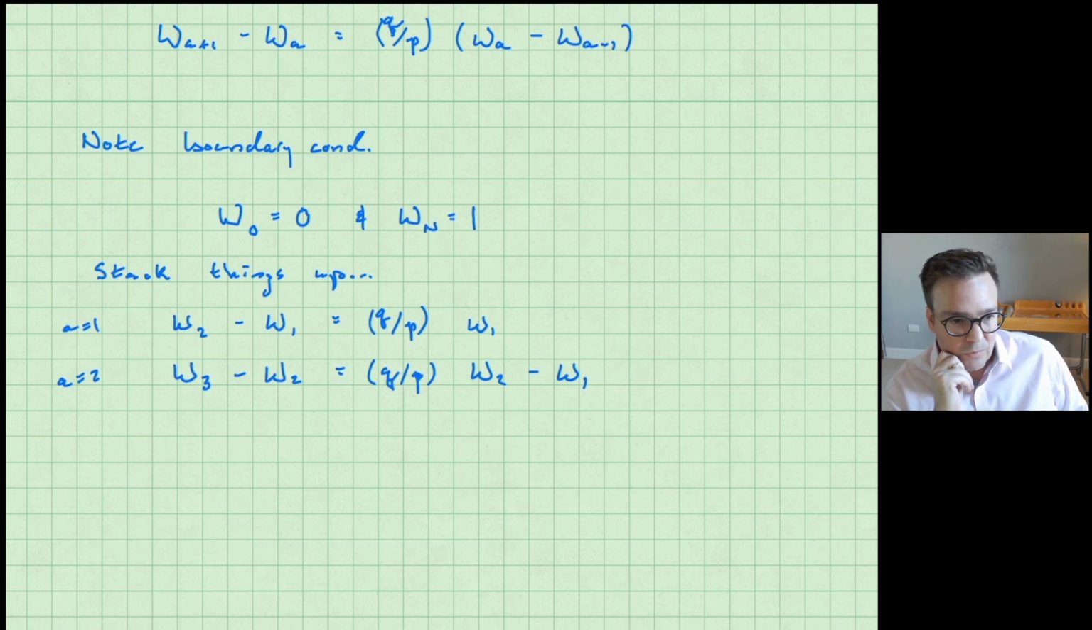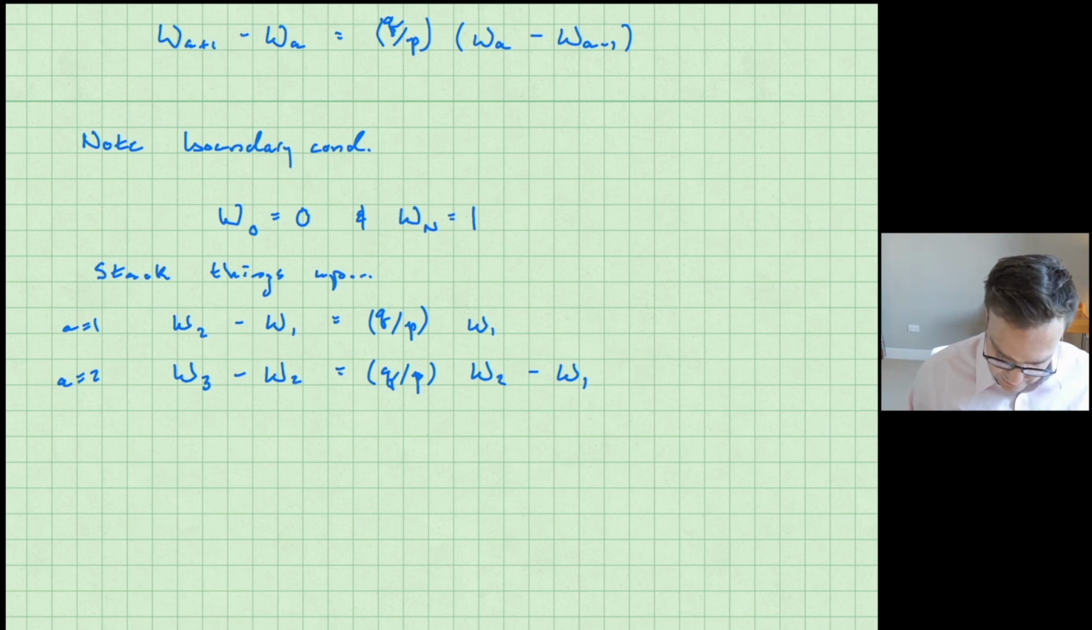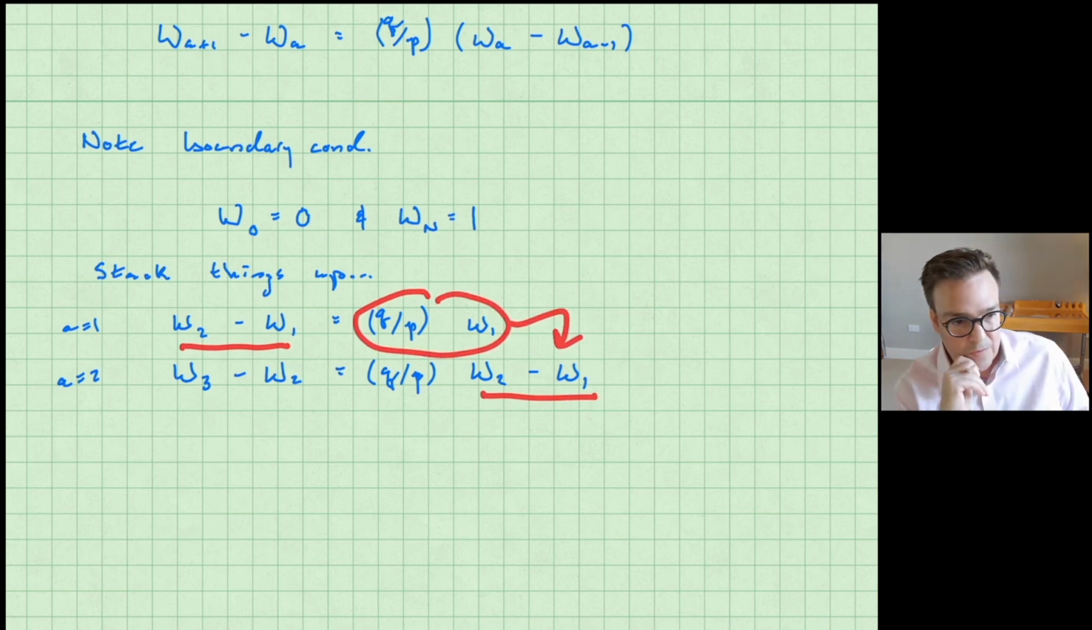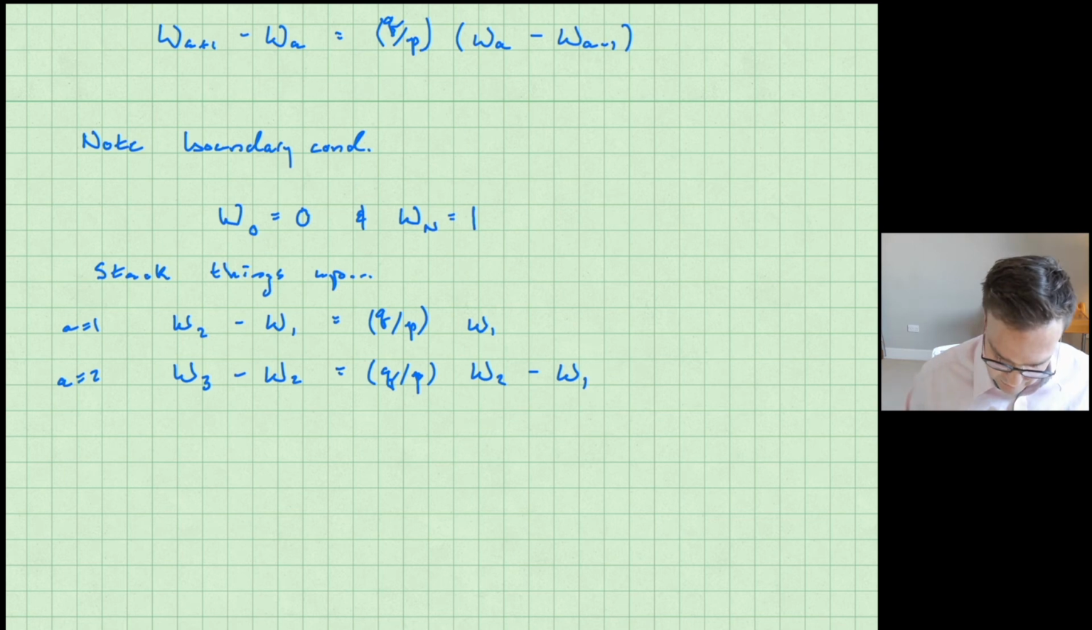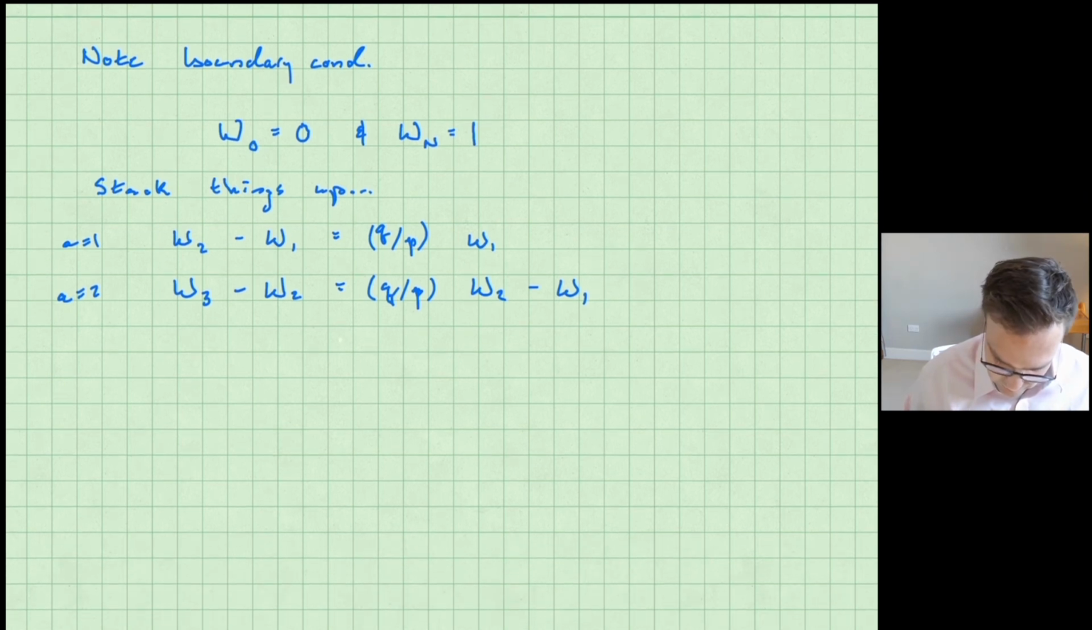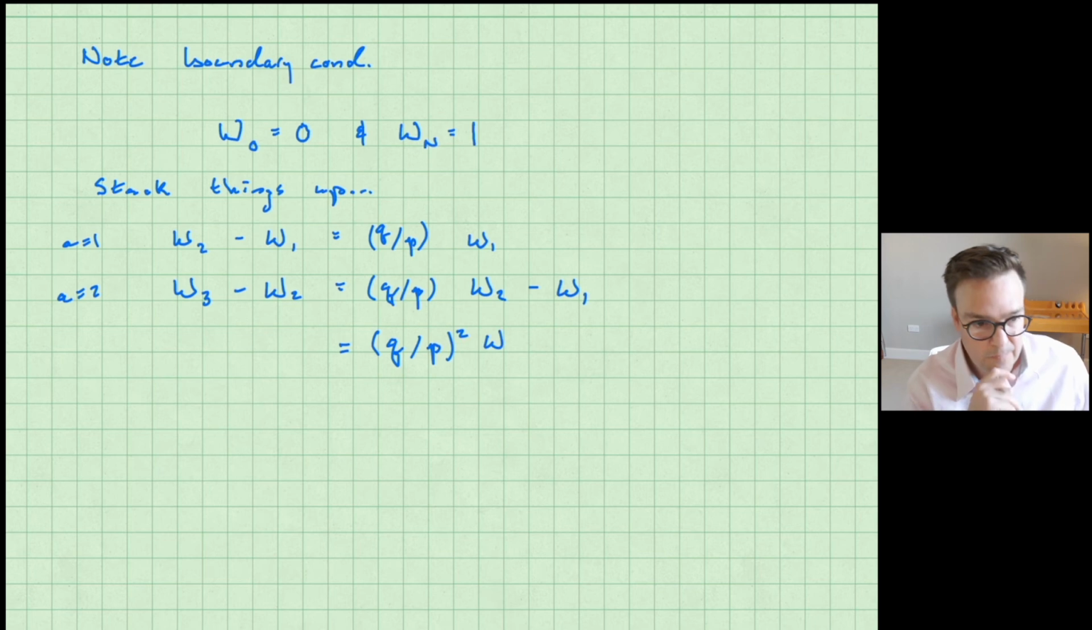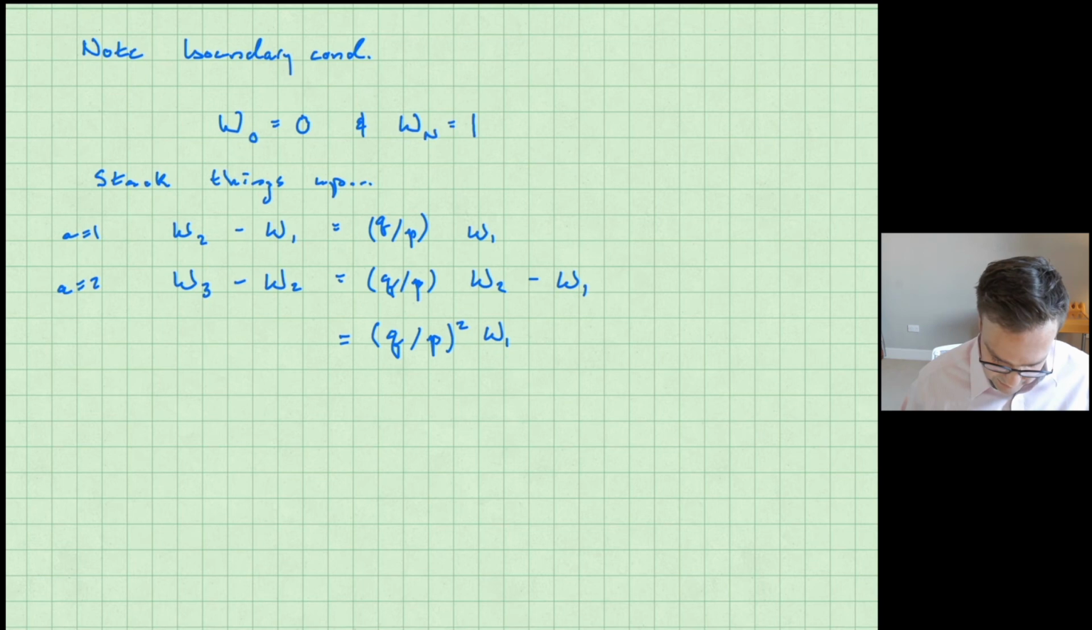Now, if you stare at this for a while, the left-hand side, W sub 2 minus W sub 1, shows up right over here. So I could take this thing and substitute it in there, and so let's just do that. W sub 2 minus W sub 1 is a known quantity. It's Q over P times W1. So if I substitute that in, what I get is Q over P squared times W1.